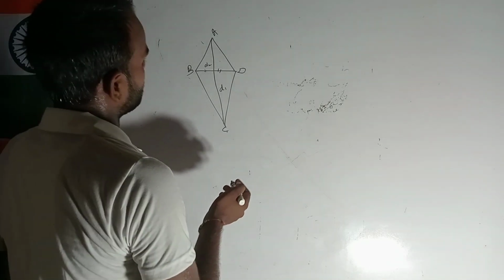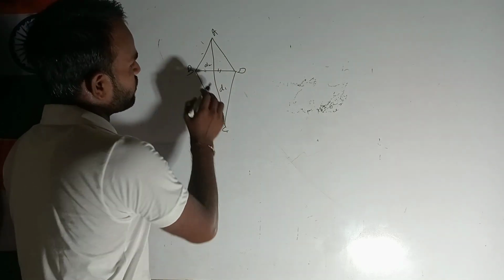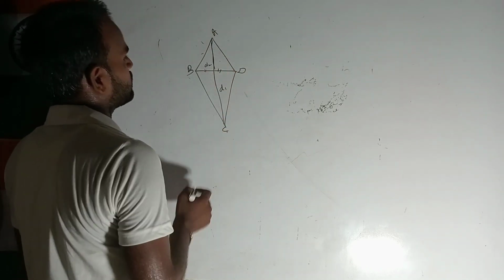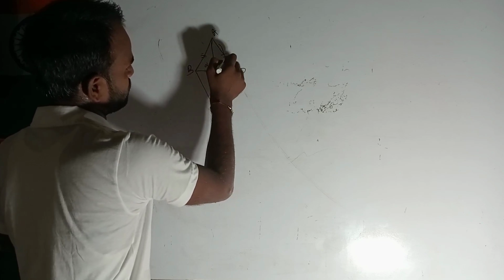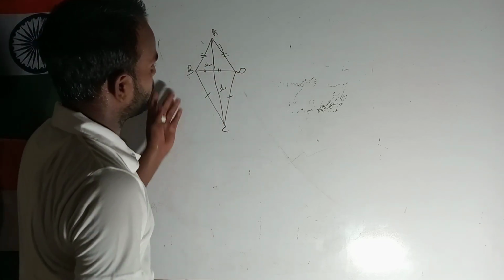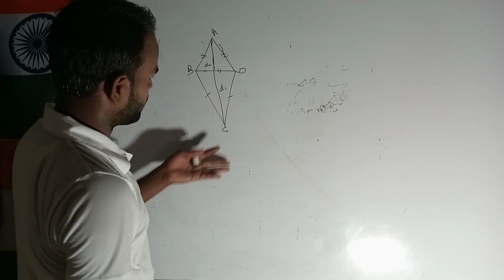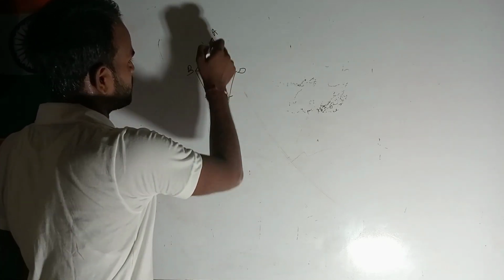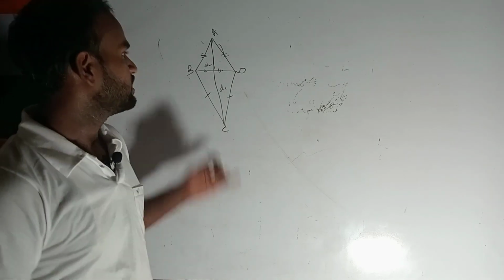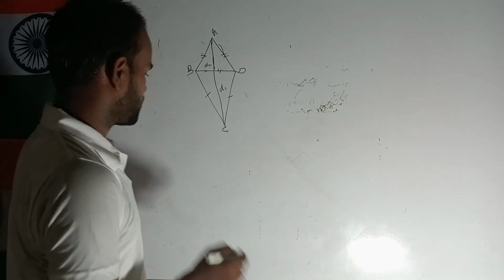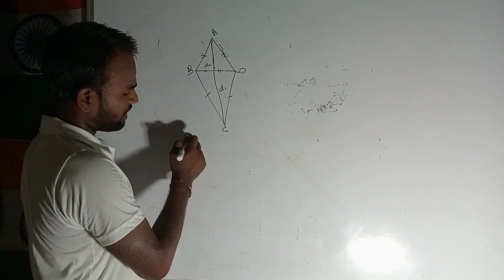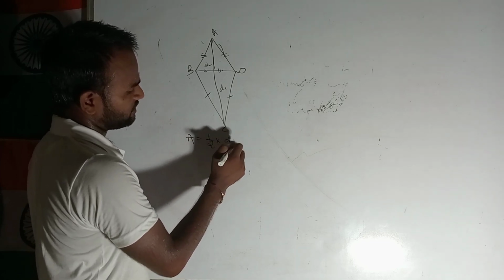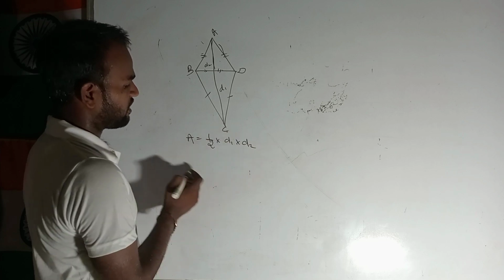And these two triangles will be congruent because they have a common base. These sides are equal, meaning AB equals AD and BC equals DC. So this side equals this, equals this, equals this. By the side property, these two triangles will be congruent. Without going further, I will tell you the area of a kite is half into D1 and D2. This will be the area of the kite.